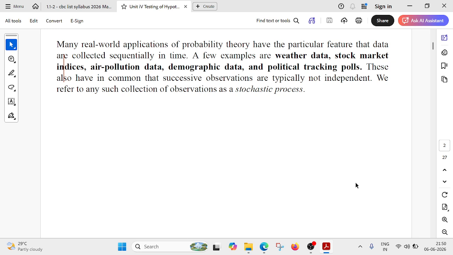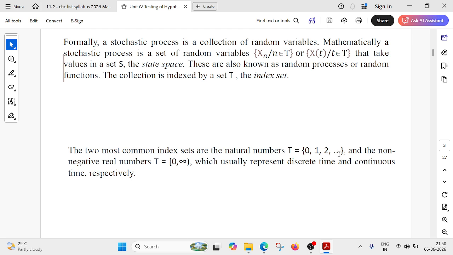Let me first start with this: many real world applications of probability theory have a particular feature, that the data are collected sequentially in time. A few examples are weather data, stock market indices, air pollution data, demographic data and political tracking polls. These also have in common that successive observations are typically not independent, but we refer to such a collection of observations as a stochastic process.